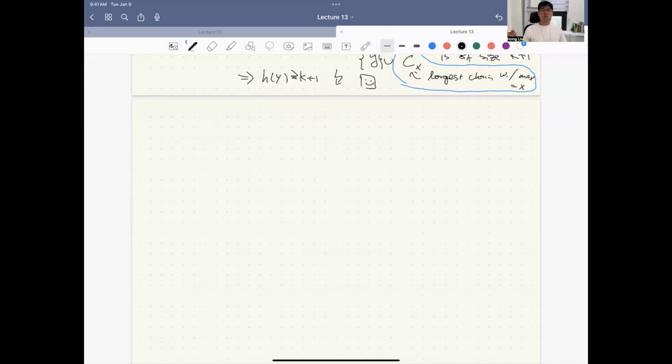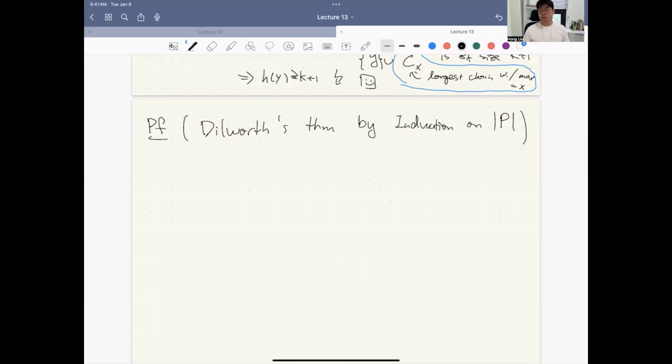One way is to use this König's theorem from graph theory. One way is to find the symmetric chain decomposition and prove it directly. These two ways I will leave as exercise. One way is by induction. So let's see the proof. Proof of Dilworth's theorem by induction on the size of the poset, the number of elements.